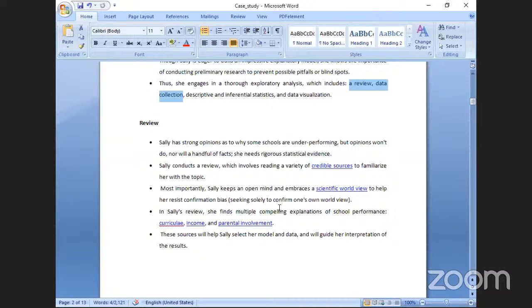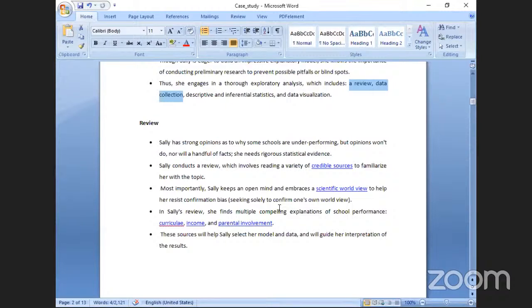So Sally has a strong opinion, of course, on why some schools are underperforming. So she looks to take strong opinions from different academicians in that region with respect to that public school. But those opinions alone can't give you the complete facts. They will not provide complete facts, or you can say complete statistical evidence, to say that this is the reason for that.